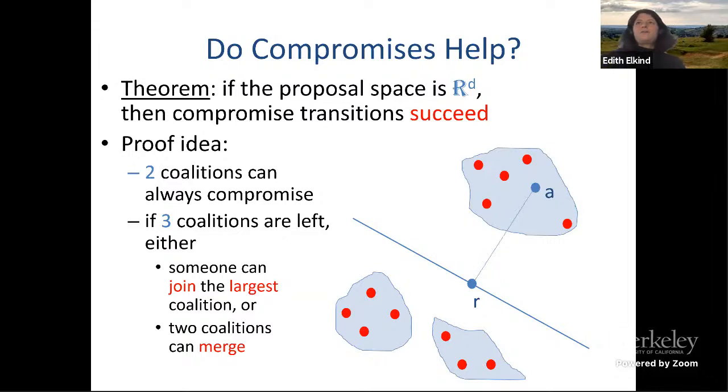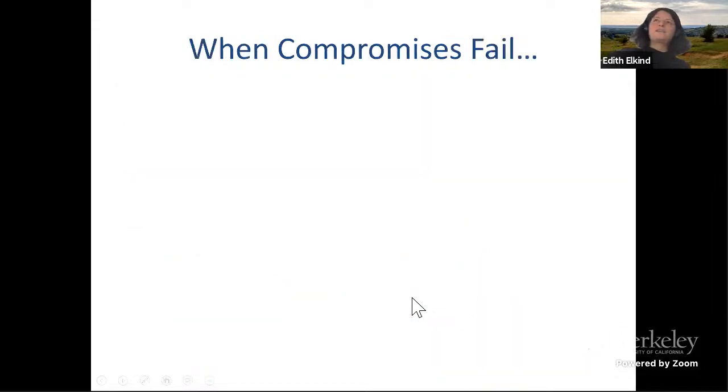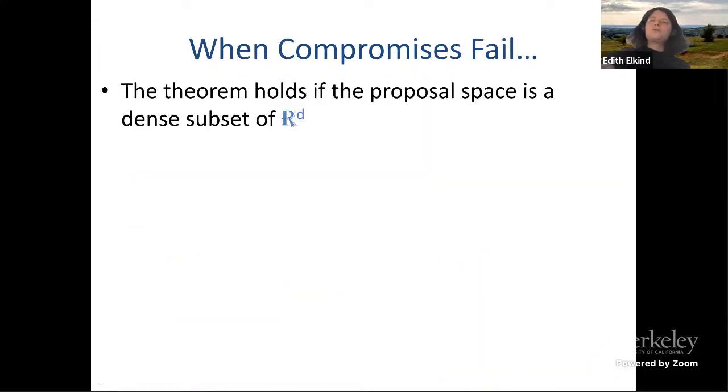Okay, so what do I need for this argument to go through? This argument goes through as long as I can find these proposals very close to R that agents can form compromises against. So this theorem certainly holds if the proposal space is all of R^D. It also holds if the proposal space is some dense subset of R^D. So for instance, if it's Q^D rather than R^D, this argument still goes through. I should just be able to pick these points close enough to the point of origin.